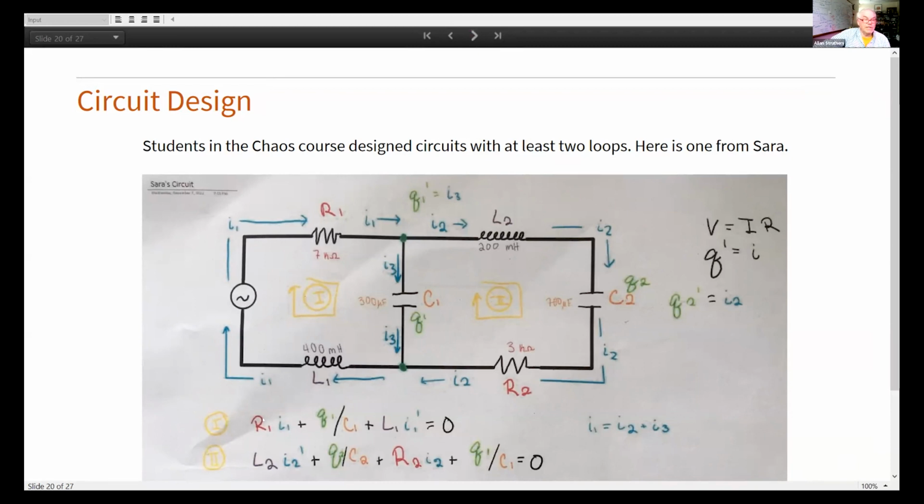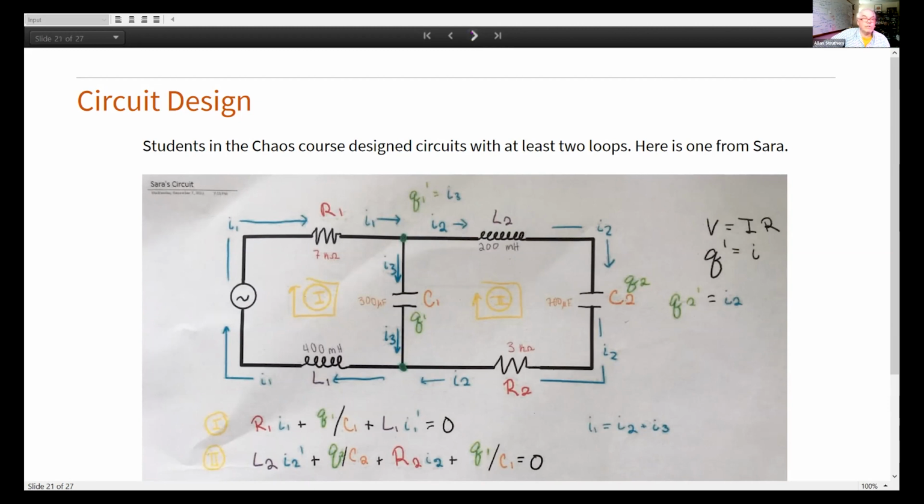What is this? This is around the first loop. The voltages sum to 0. She forgot to include the voltage source. I didn't notice when I graded it because it was so pretty. And this is the voltages around the second loop, adding up to 0. And this is that the currents into the node, and she chose this one, add up to 0.